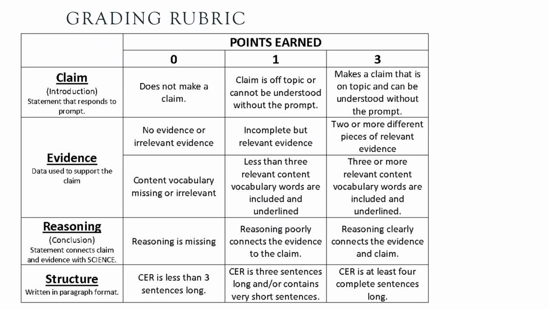Evidence: there is no evidence or irrelevant evidence; incomplete but relevant evidence; 2 or more different pieces of relevant evidence. Vocabulary: content vocabulary missing or irrelevant; less than 3 relevant content vocabulary words are included and underlined; and 3 or more relevant content vocabulary words are included and underlined. Reasoning is missing, reasoning poorly connects the evidence to the claim, and reasoning clearly connects the evidence to the claim.